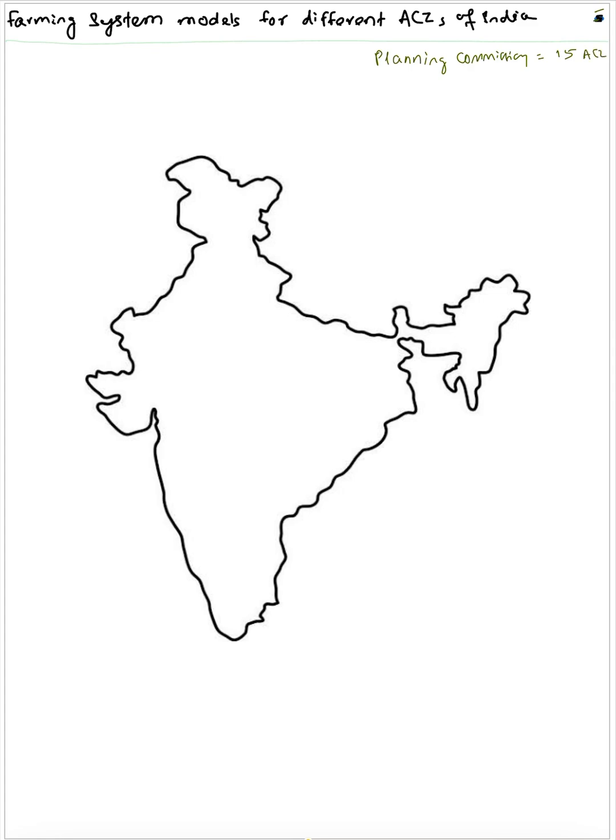And based upon the feasibility of different farming system models, these 15 agroclimatic zones are clubbed or grouped into 8 regions. In order to suggest different farming system models, these 15 agroclimatic zones are grouped into basically 8 regions.